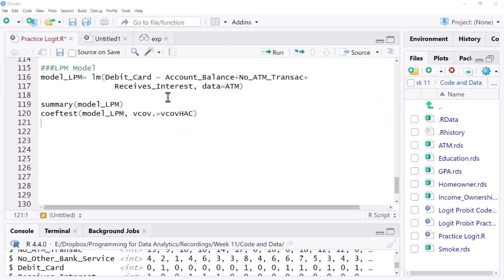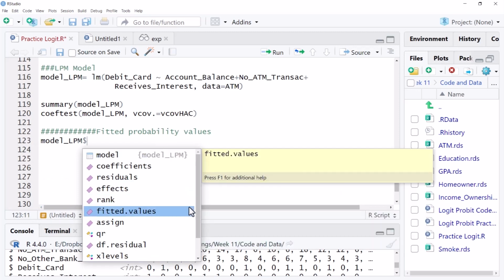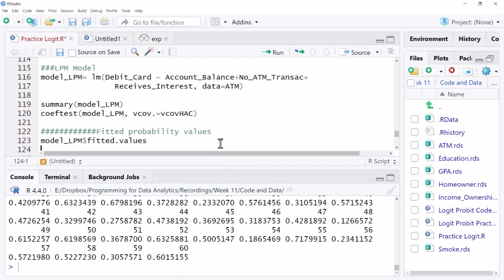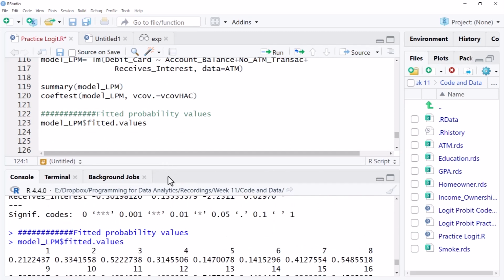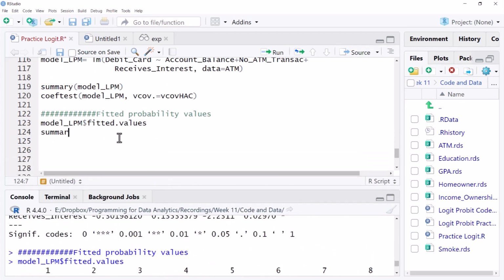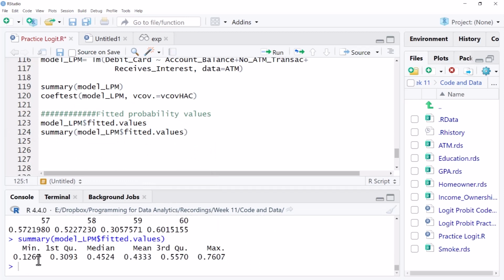Now let us examine the fitted probability values. How do I examine that? Simple. I'll use model_LPM dollar fitted values. Because this is a linear probability model, effectively these are fitted probabilities, and there are many numbers. So we'll summarize them. That will give us some idea. Values range from 0.12 to 0.76. This is okay. They are well within the 0 to 1 range, so that is not a challenge.